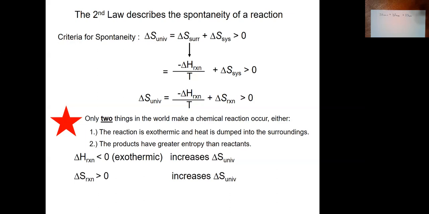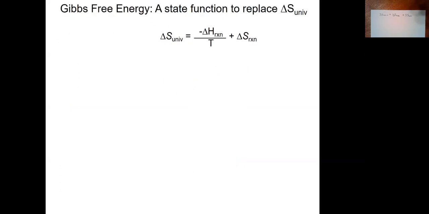So that's our two variables, entropy of the reaction and enthalpy of the reaction, because they are going to tell you whether the delta S of the universe will increase or not. So when our reaction is exothermic and delta S is positive, yep, always spontaneous. Turns out endothermic and delta S of the reaction negative, never spontaneous. We'll talk about that some more.